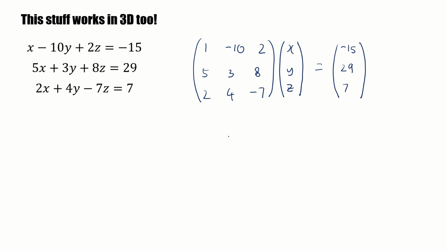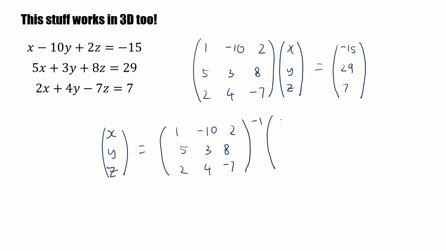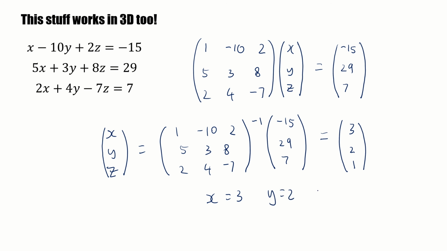Therefore, all we've got to do to solve this equation is multiply the front of both sides by the inverse of that 3 by 3 matrix. Therefore, you'll end up getting x, y, z is equal to the inverse of the matrix 1, minus 10, 2, 5, 3, 8, 2, 4, minus 7, times minus 15, 29, 7. And that's again just something you can instantly type into the calculator to very quickly get this as your matrix answer, leading to a final answer of x equals 3, y equals 2, and z equals 1.